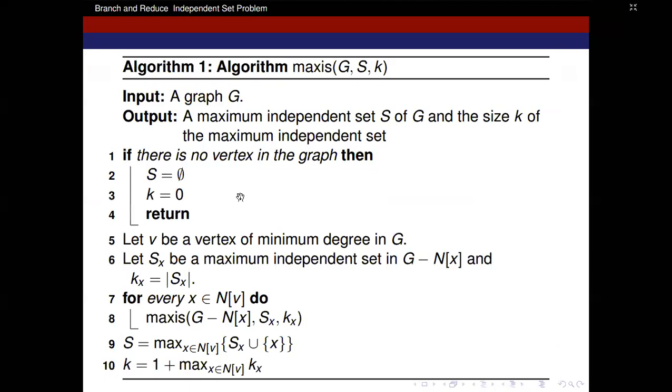Here, this part is the base part, that is initialization. We consider it as a leaf node, and if there is no vertex, then the independent set is empty, and also k is 0. So this is clear. Now for any other node, we consider these things. Let v be a vertex of minimum degree in G, and Sx be the minimum independent set in G minus Nx, and Kx is the size of Sx. If there is any question, then I will explain.